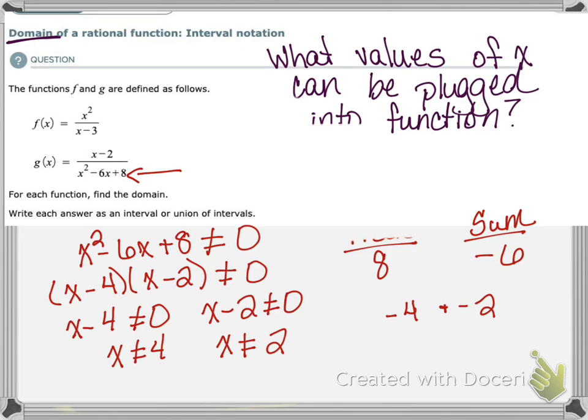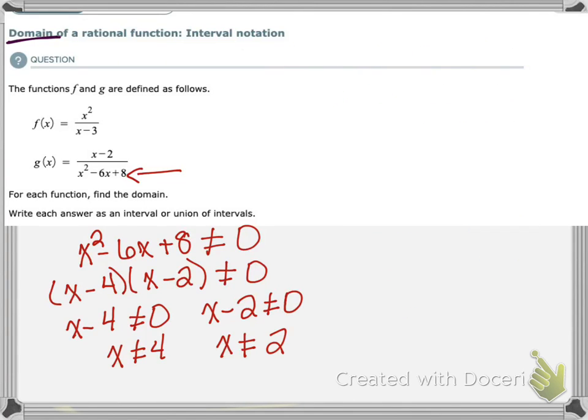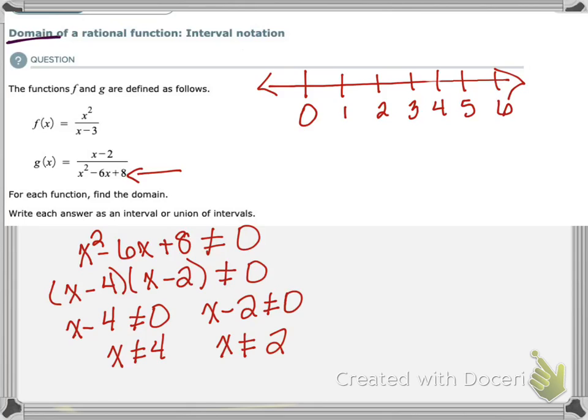Okay, so I want to draw a number line, and the number line helps you to put this in order. So here's my number line up here. The number line really, really helps when you have to write it in interval notation. So I have 0 right here, and then I have 1, 2, 3, 4, 5, and 6. Now, I'm going to put a circle at 4 because my answer cannot be 4. And I'm going to put a circle at 2.